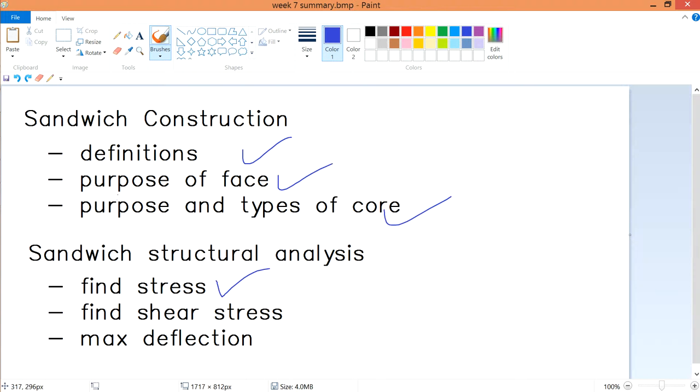Coming back to this, we have somewhat solved for the bending stress. In the next video we'll talk about how to find the shear stress in sandwich structural analysis.